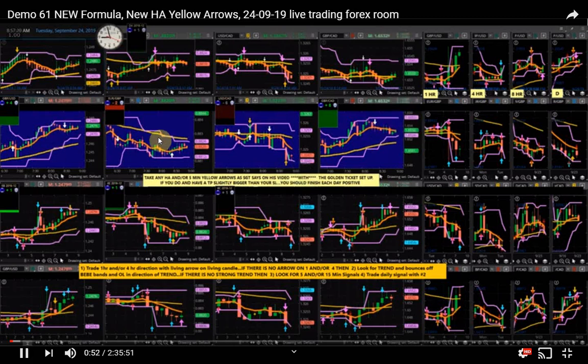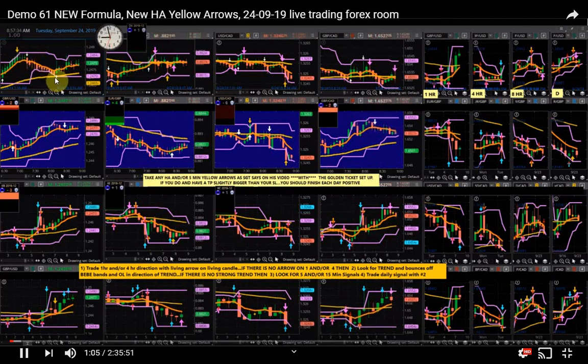This is just before the session, but look what happened already here. It hit the 1 hour BB band up here, that yellow appeared, and then it moved down. So first thing first, one of the rules, in fact the only rule of this, is that you take your trades off the HA-BB bands. You do not take trades halfway down here. You take the trades from the BB bands.